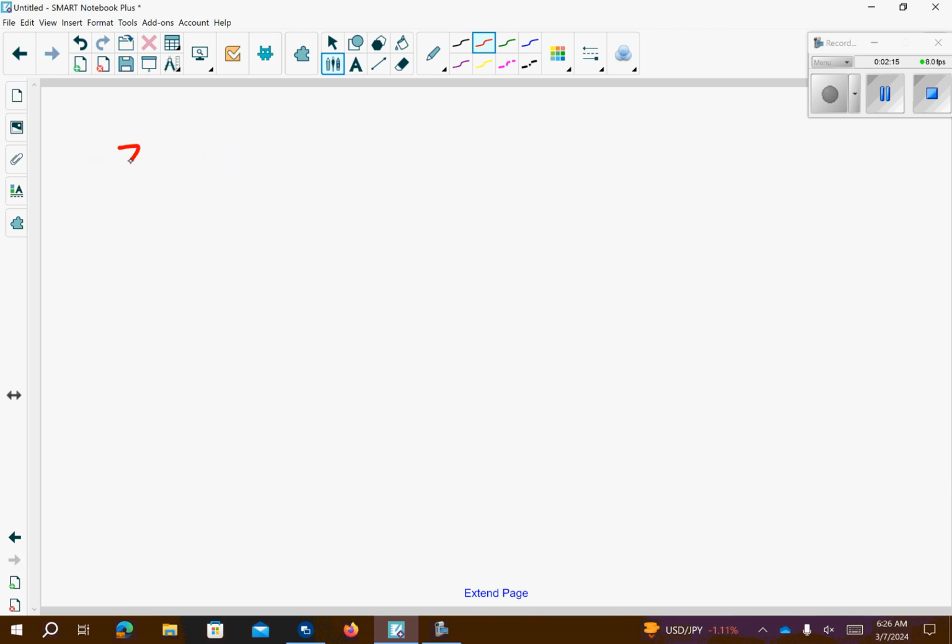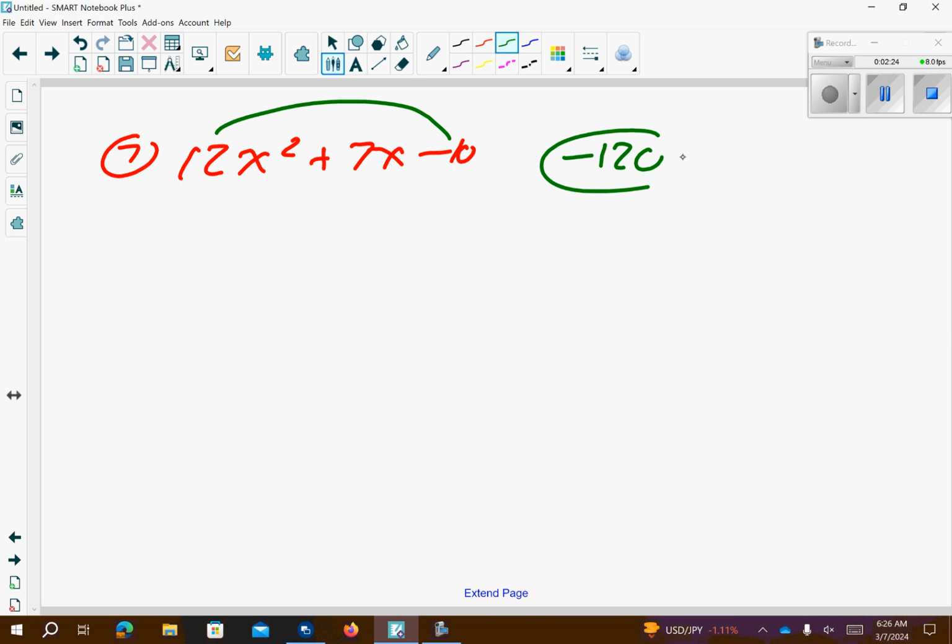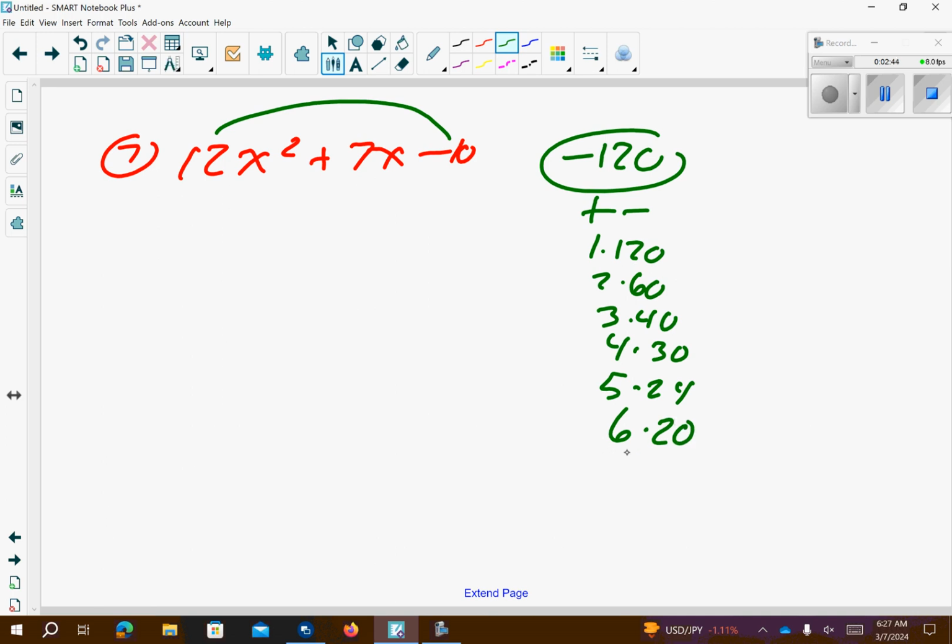Number 7, you get 12x squared plus 7x minus 10. I'm going to multiply those together. I'm going to get negative 120. I want to figure out what two numbers multiply together to give me negative 120 and add together to give me positive 7. So I know 1 and 120, 2 and 60, 3 and 40, 4 and 30, 5 and 24, 6 and 20, 7, 8 and 15 are going to work. Okay, so I think it's going to be a positive 15x and a negative 8x. That would go in the middle right here.